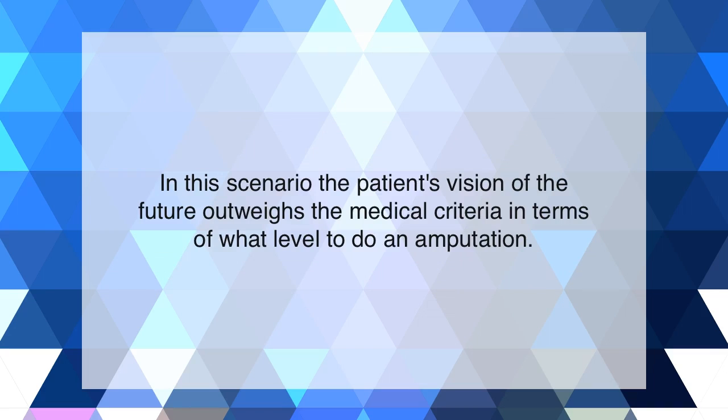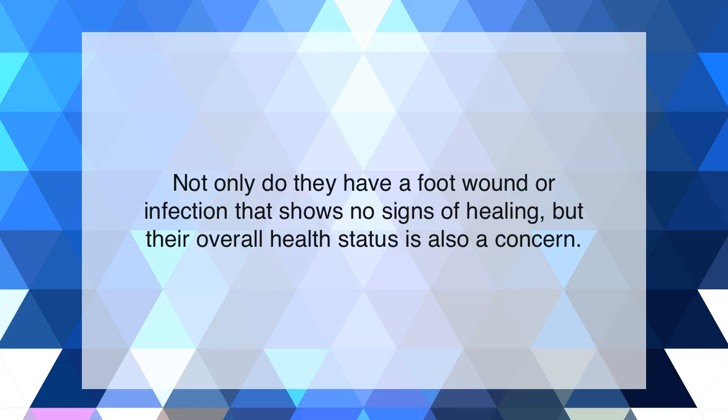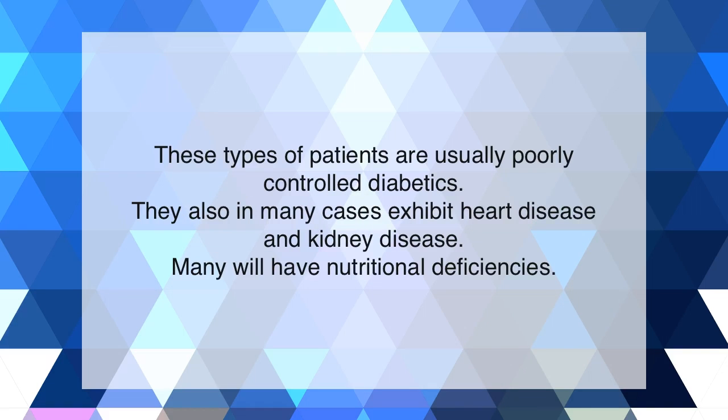In this scenario, the patient's vision of the future outweighs the medical criteria in terms of what level to do an amputation. On the other end of the spectrum is the patient facing an amputation who is more sickly. Not only do they have a foot wound or infection that shows no signs of healing, but their overall health status is also a concern. These types of patients are usually poorly controlled diabetics. They also in many cases exhibit heart disease and kidney disease. Many will have nutritional deficiencies.